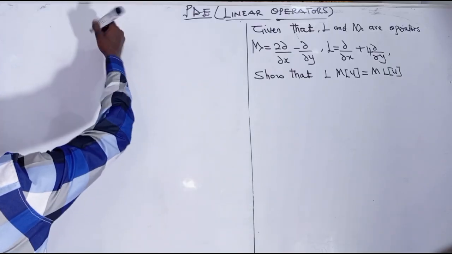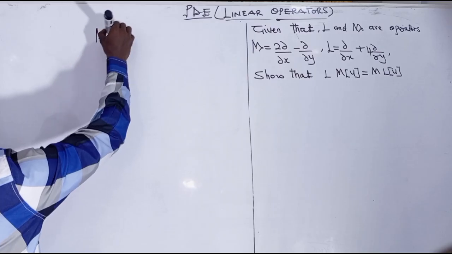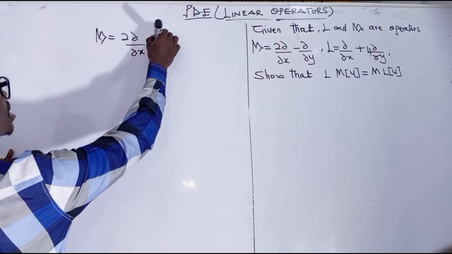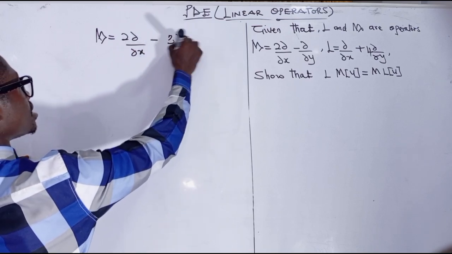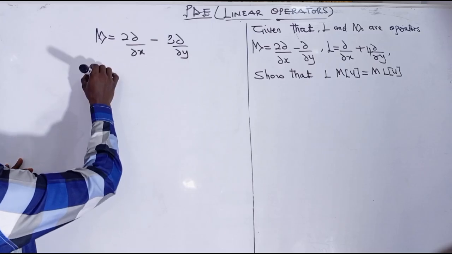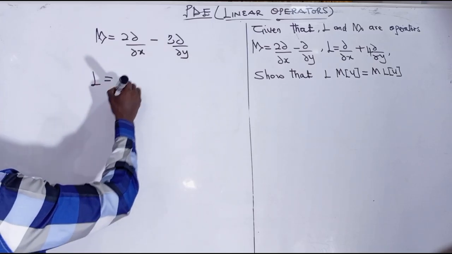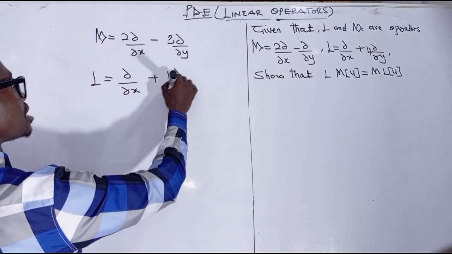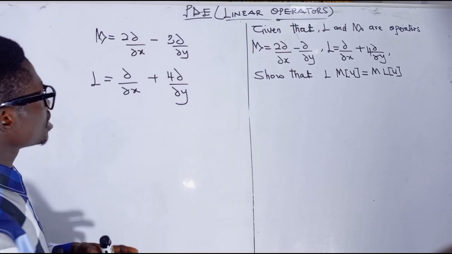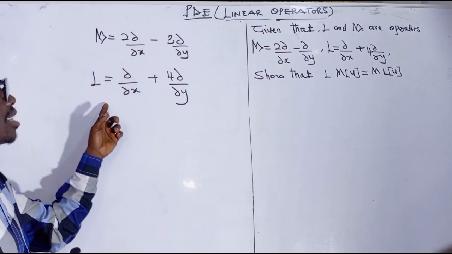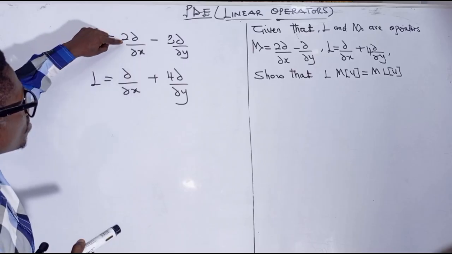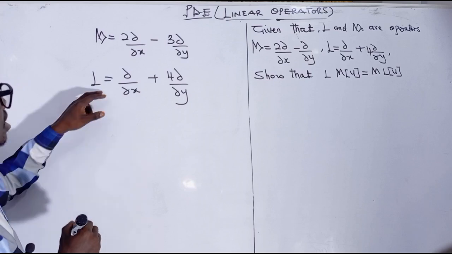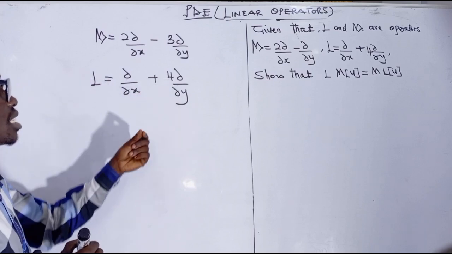Let's take it that you have an operator M, and this operator is defined as 2 del x minus, let's say, 3 del y. And then you also have another operator L, defined as del x plus, let's say, 4 del y. So we can see that these two operators M and L have constant coefficients. So the coefficient here is 2, the coefficient here is 3. With L, the coefficient is 1. With this side, the coefficient is 4.